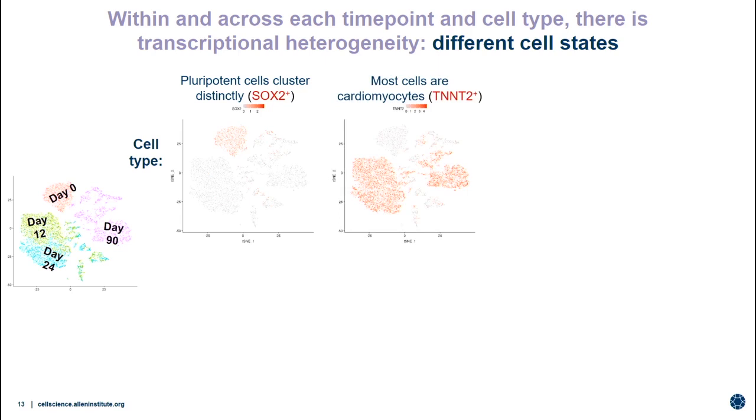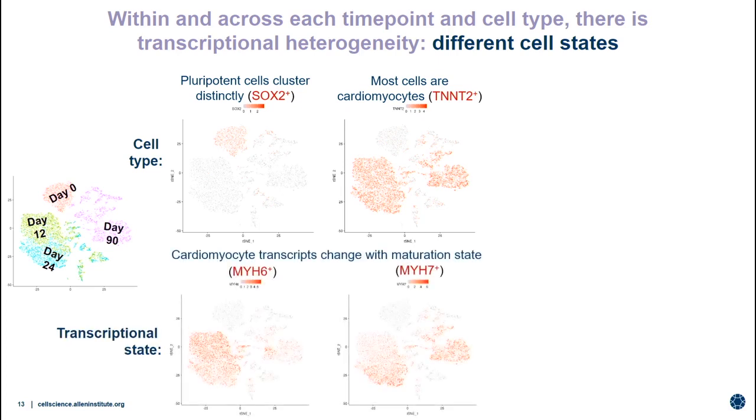We also know that most of the cells that we put into this experiment were cardiomyocytes, and we can see that very nicely by looking at expression of TNNT2, which is a cardiomyocyte gene. And you can see here that, again, most of the cells are cardiomyocytes. So this is an example of cell states as 2 different cell types, but we can also look at, within one cell type, what are the different transcriptional states that cells could have.